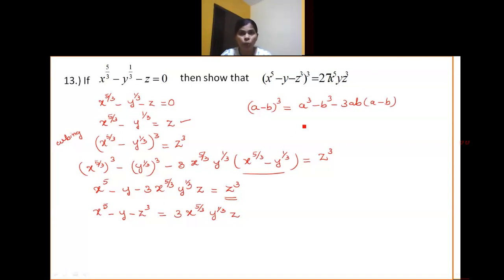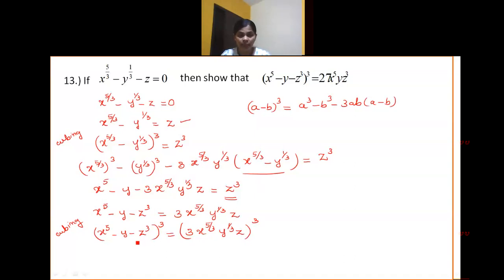but one thing that is missing is the whole cube. So since the whole cube is missing, let me go for cubing on both the sides. So if I cube on both the sides, x to the power 5 minus y minus z to the power 3, its whole power 3, is equal to 3 into x to the power 5 by 3, y to the power 1 by 3, z, its whole power 3, cubing on both the sides.